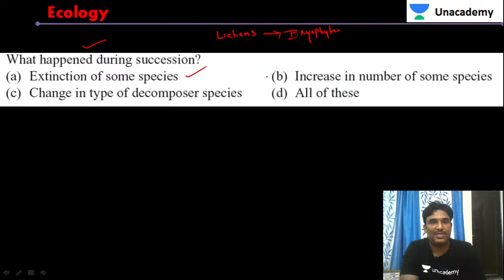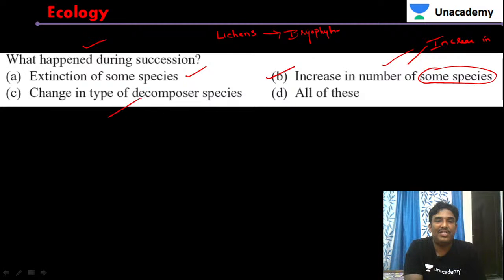So extinction of some species will be taking place, and there is also increase in some species. Yes, no doubt about it. So increase in diversity takes place. We were discussing the same thing in today's class. Then change in the decomposer species. So the decomposer species composition changes. Like this, we will take all of these as a right answer. Extinction of some species, increase in the number of some species, change in the decomposer species. All are applicable during succession. There are several changes that occur. So all changes are applicable here in this case. Okay.